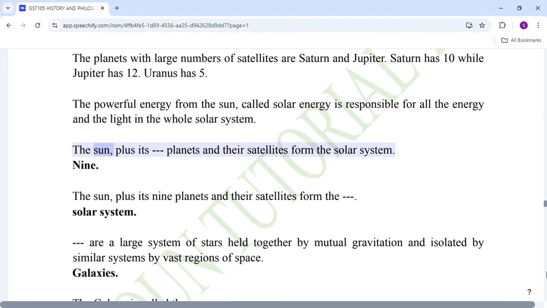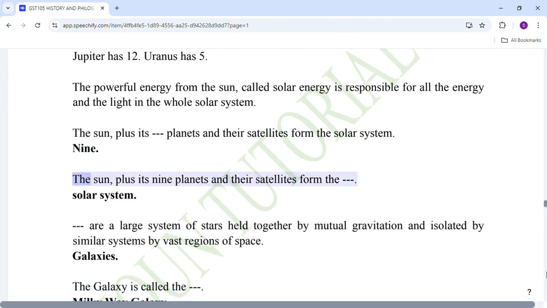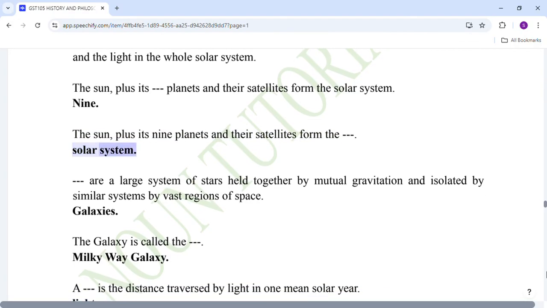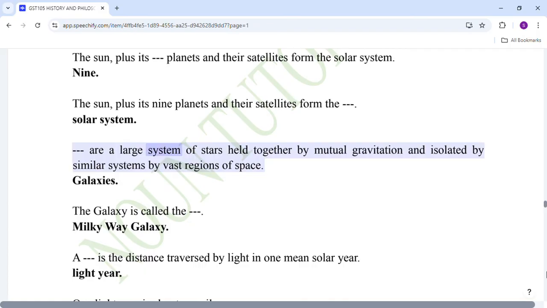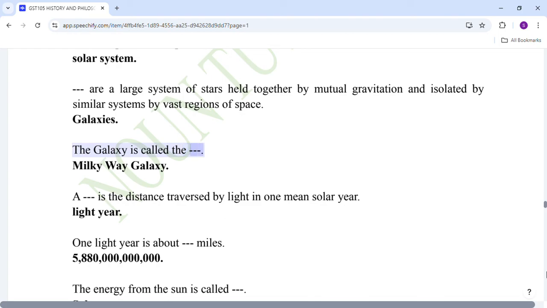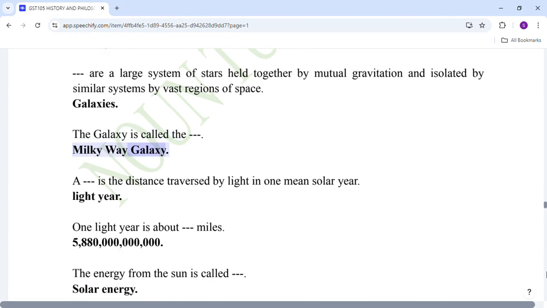The Sun, plus its dash planets and their satellites, form the solar system. 9. The Sun, plus its 9 planets and their satellites, form the dash dash solar system. Dash are a large system of stars held together by mutual gravitation and isolated by similar systems by vast regions of space. Galaxies. The galaxy is called the dash dash Milky Way galaxy.